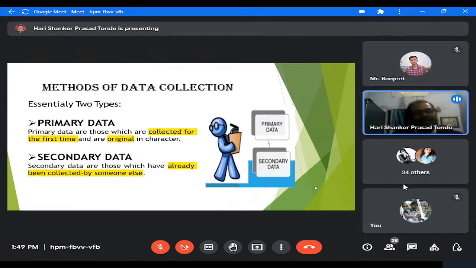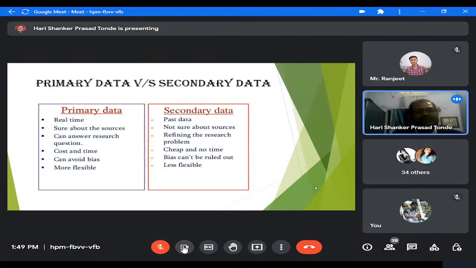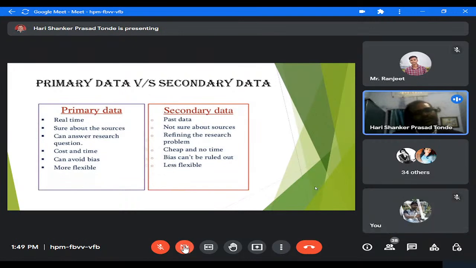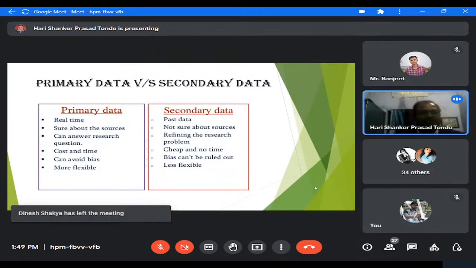So primary data and secondary data, these are two ways through which we are going to collect our data. So let us have some points of difference between primary data and secondary data. Primary data are real-time data, but secondary data are past data. Means somebody has already worked on the particular data, so that is considered past data. Primary data, sure about the sources, means we are going to deal directly with the sources from which the data is coming to us. But secondary data, they are not sure about the sources. Why? Because they are already tabulated by some other person.